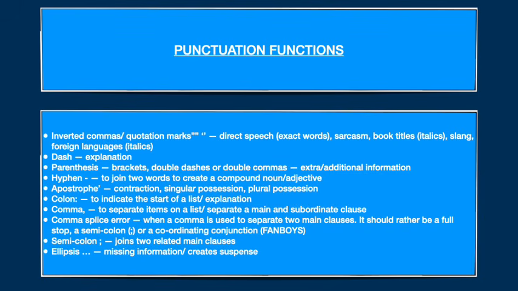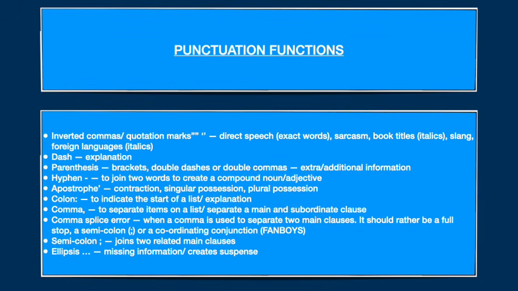An apostrophe is used to show contraction, singular possession, or plural possession. This is one that people usually tend to get wrong or use mistakenly. So remember, an apostrophe is not to show possession. That is not what the function of an apostrophe is. An apostrophe is used to show contraction. So if you have I and am, you put it together, it becomes I'm, and you put the apostrophe where the missing letter is. Singular possession when something belongs to one person, or plural possession when something belongs to a group of people. A colon indicates the start of a list or an explanation.